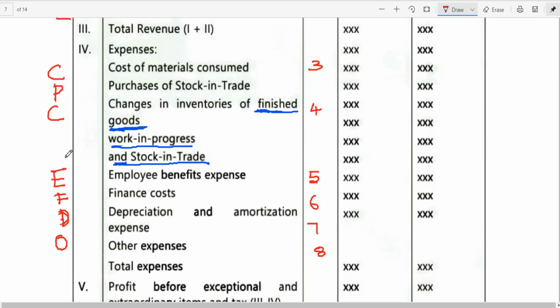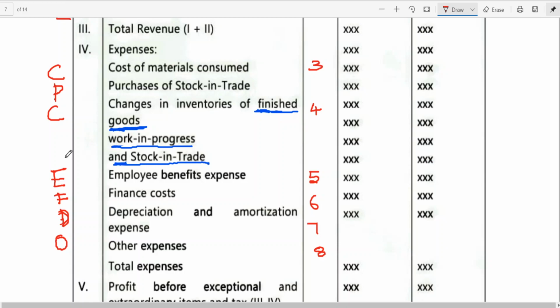It has been given in the guidelines, I say guidelines for preparation of financial statements. Functional head is not important. Nature of head is important for classification of expense. Functional head means what is called administrative expenses, selling and distribution expenses. That is not important. Here it is the nature of the expense. That is why we follow the nature of it.